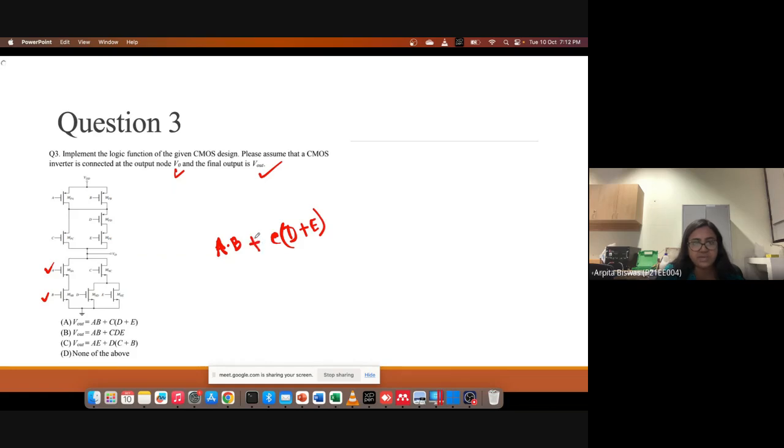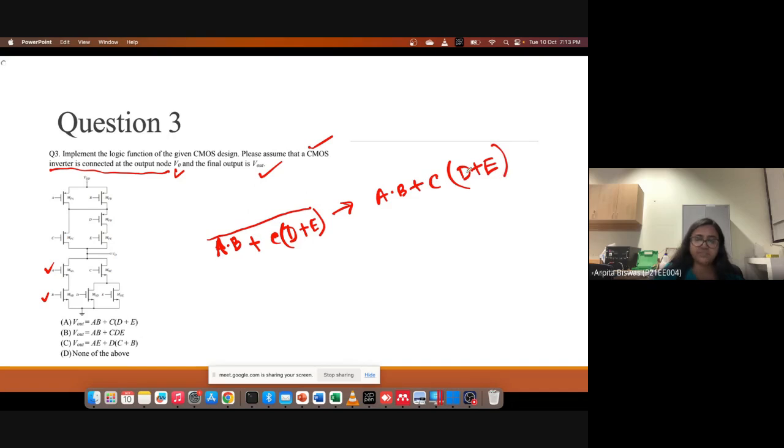But here also see, if only V output you have to find out, then the whole bar is coming. But what is told here? Implement the logic function of the CMOS design. Please assume the CMOS inverter is connected at the output node. So the output will come out as a total bar, but here it is mentioned that a CMOS inverter is connected at the output. So the inverter is connected, so it will come out like A into B plus C into D plus E.